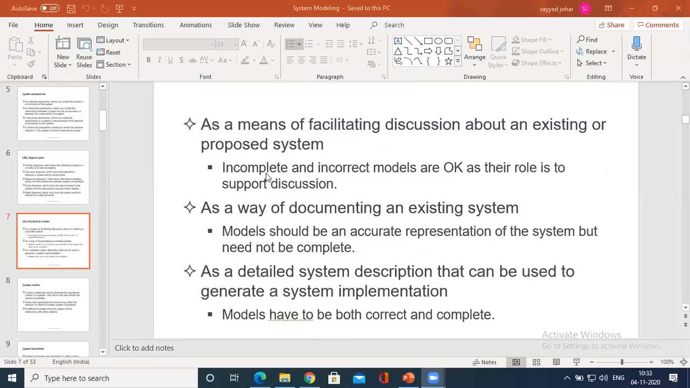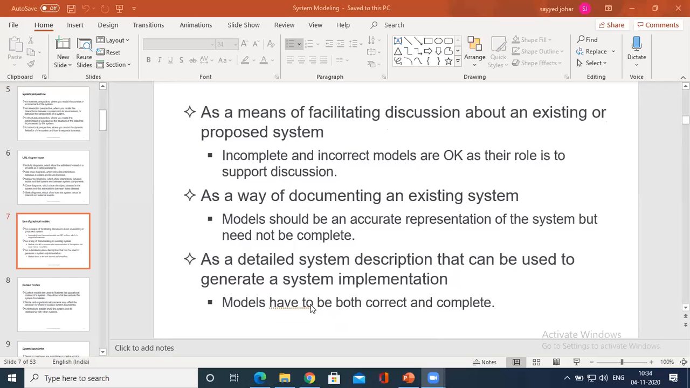Let me go fast. I just want to cover the context model at the earliest, because these are all theory parts that you can go through, but wherever you need stress on a part of the system, I will stress on that. As a way of documenting, UML diagrams definitely help in documenting an existing system. They also help in detailed system description that can be used to generate a system implementation.